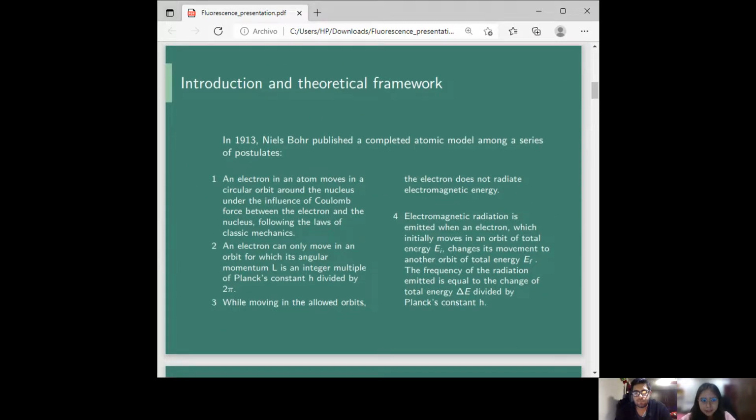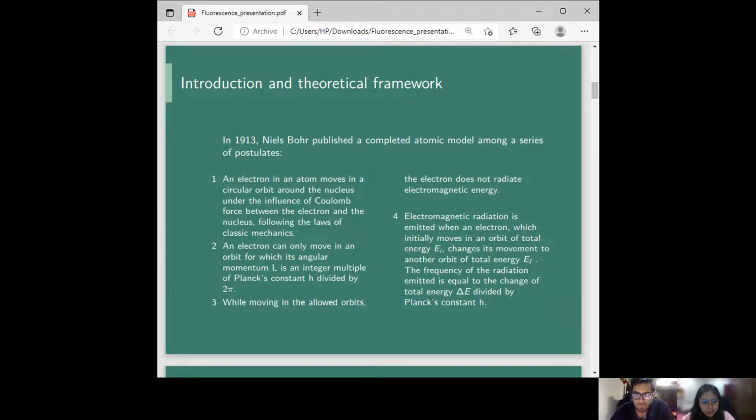In 1913, the physicist Niels Bohr published a complete atomic model with a functional configuration of electrons, and among these models, he also published a series of postulates. The first postulate says that an electron in an atom moves in a circular orbit around the nucleus under the influence of Coulomb force, and this movement follows the laws of classical mechanics. The second one tells us that an electron can only move in an orbit for which its angular momentum is an integer multiple of Planck's constant divided by 2 pi.